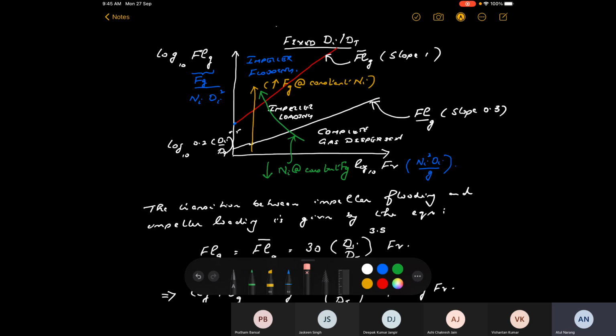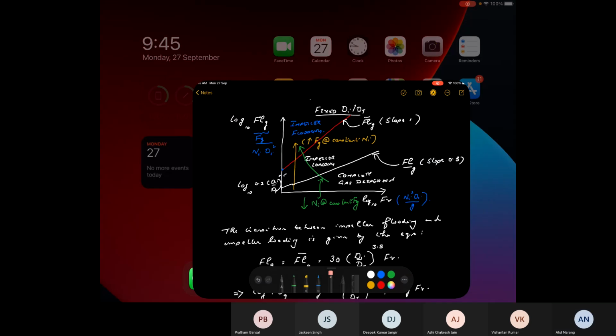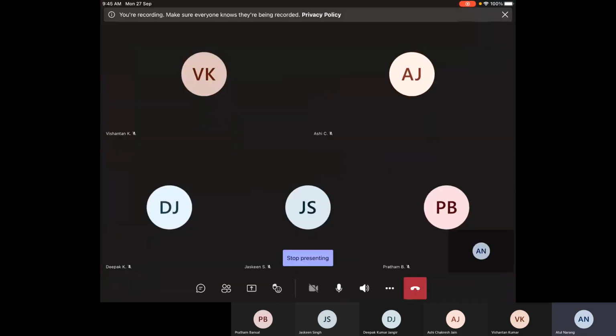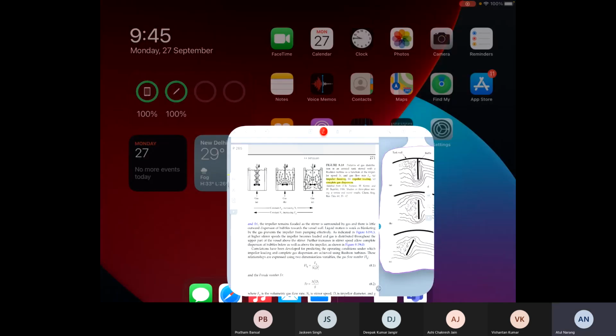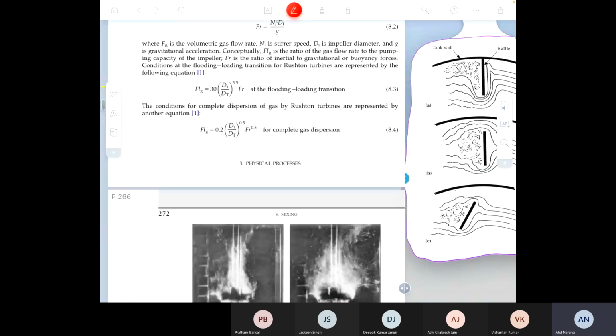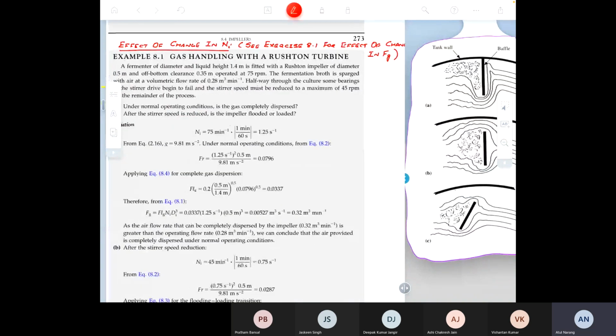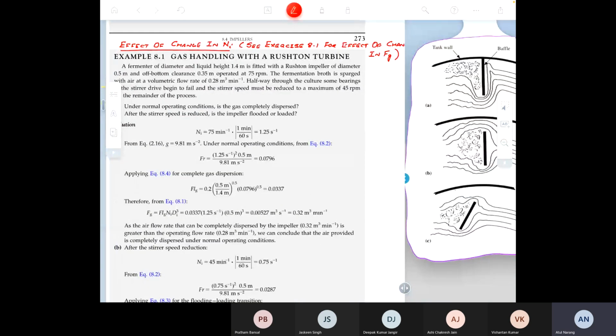These are both actually quite related to what actually happens in a reactor. So the first example is actually a solved example in the book, and this is the example in which the reactor is running fine, but then suddenly at a certain time the impeller speed goes down due to a mechanical problem in the bearings.